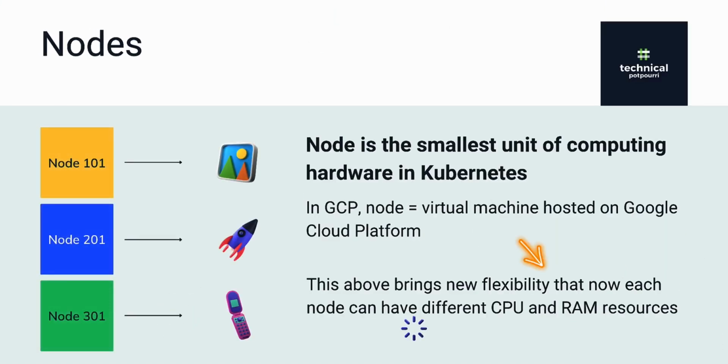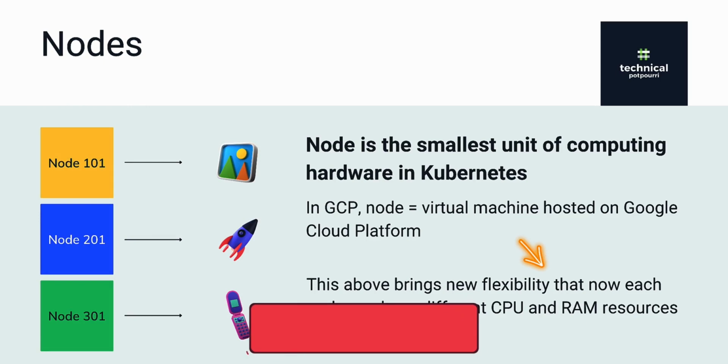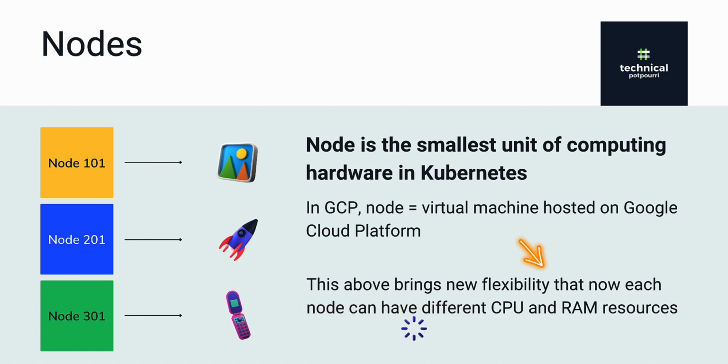So what is a node? A node is the smallest unit of computing hardware in Kubernetes. It is a representation of a single machine in your cluster. In most production systems, a node will likely be either a physical machine in a data center or a virtual machine hosted on a cloud provider like Google Cloud Platform. In GCP, a node is nothing but a virtual machine hosted on Google Cloud Platform. This brings new flexibility, in that each node can have different CPU and RAM resources.